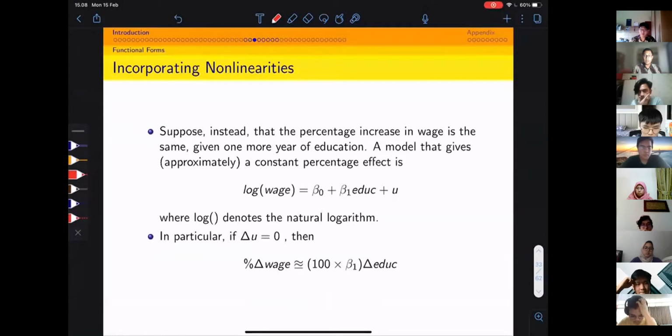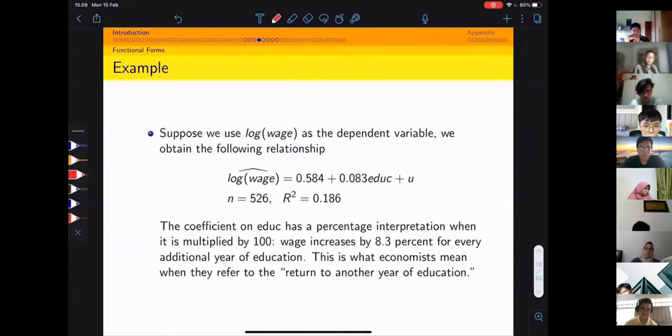The interpretation is that for an additional year of education, the change in the wage is going to be beta 1 multiplied by 100%. Again, for each additional year of schooling, the change in wage is going to be beta 1 multiplied by 100%. It's going to be clear in a later slide when I give you the example.